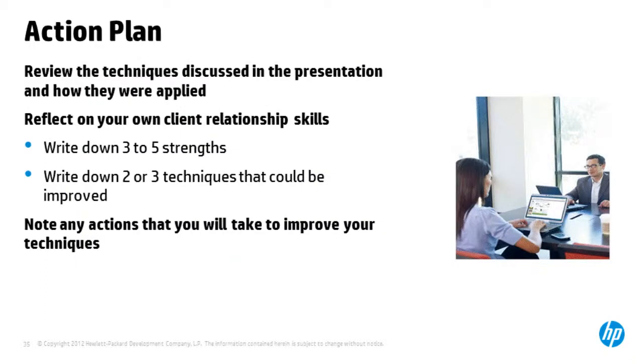Review the techniques that we've discussed in this presentation and how they are applied. Reflect on your own client relationship skills. Write down 3 to 5 strengths. Write down 2 or 3 techniques that could be improved. Note any actions that you will take to improve your techniques. And once again, follow up to ensure that you are doing what you said you will do.